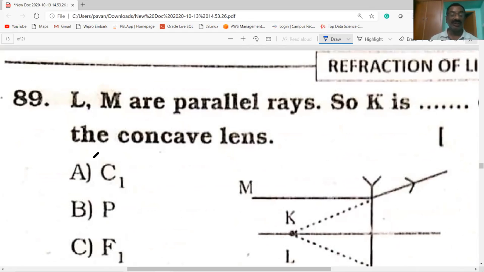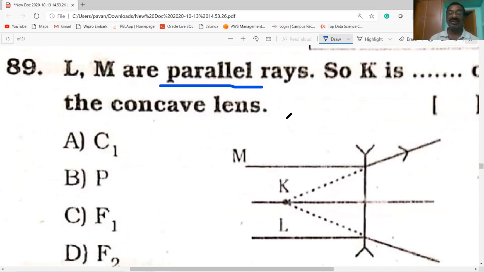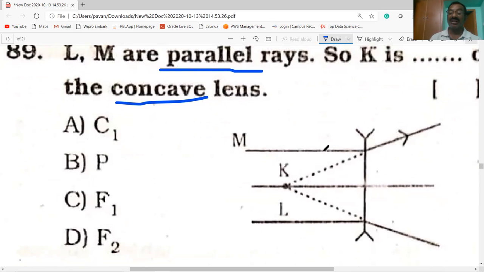L, M, R are parallel rays. L and M, these two are parallel rays. So K is the dash of the given lens, the concave lens. So M and L are parallel rays. The parallel rays, when incident on the concave lens, diverge. They diverge, not passing through focus. So it is the diverging lens.